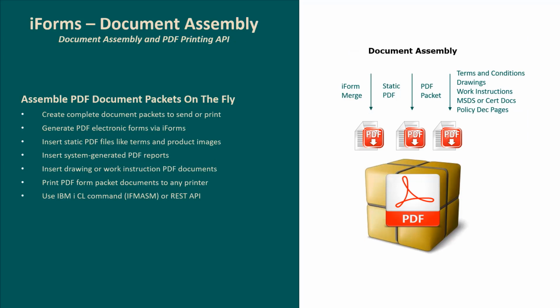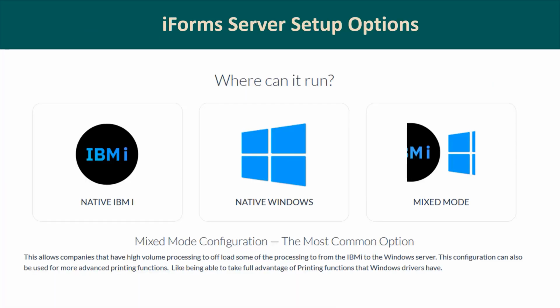Then again, that document assembly function is that you can take a form that is merged or created, and then assemble it with other static documents to create PDFs. Like I said, terms and conditions, drawings, work instructions, policy and procedure documents and stuff like that, and bring them all together into one PDF to create that very streamlined packet. Now, before I get into the live demonstration here, a couple last slides here.